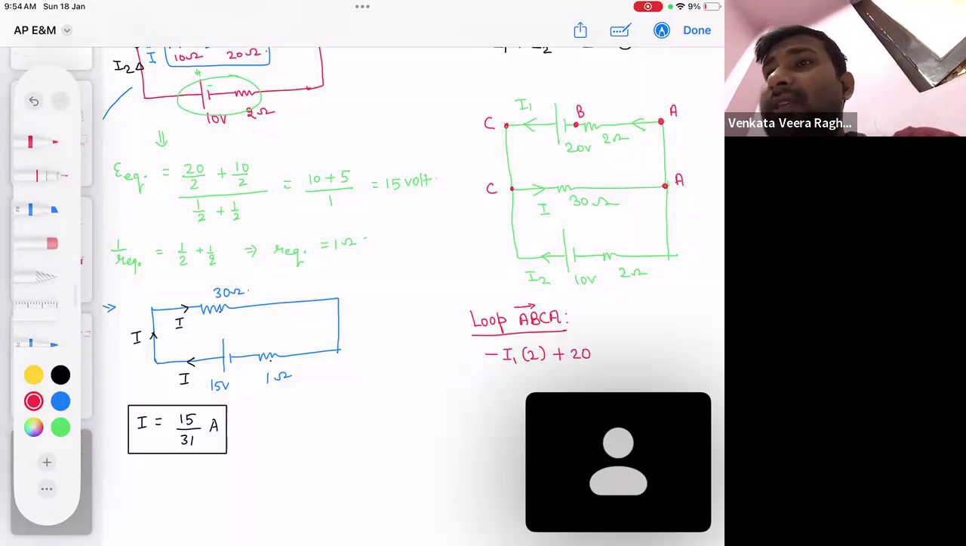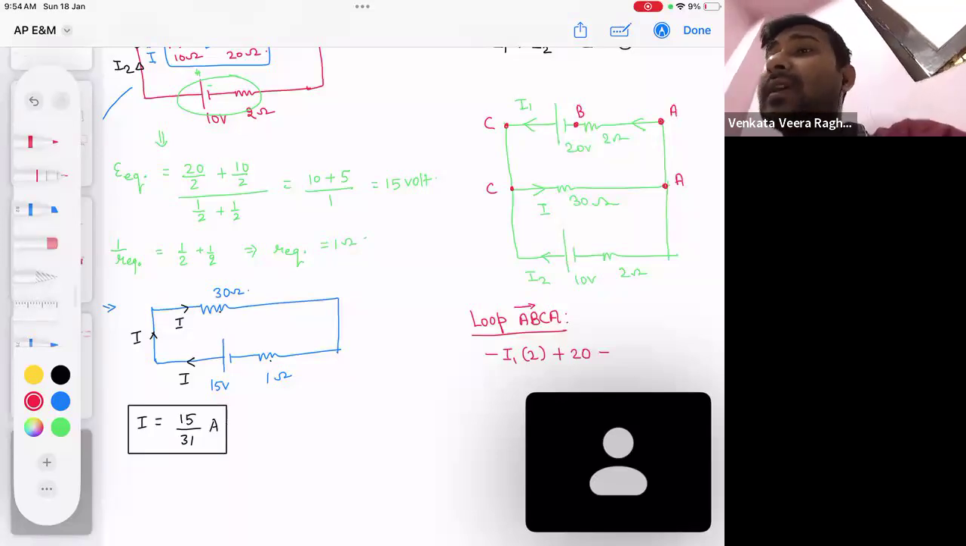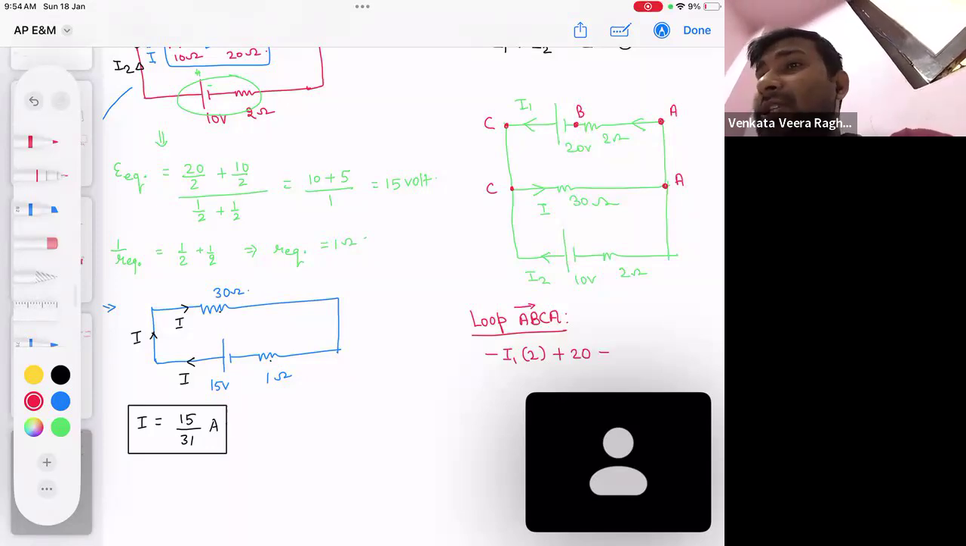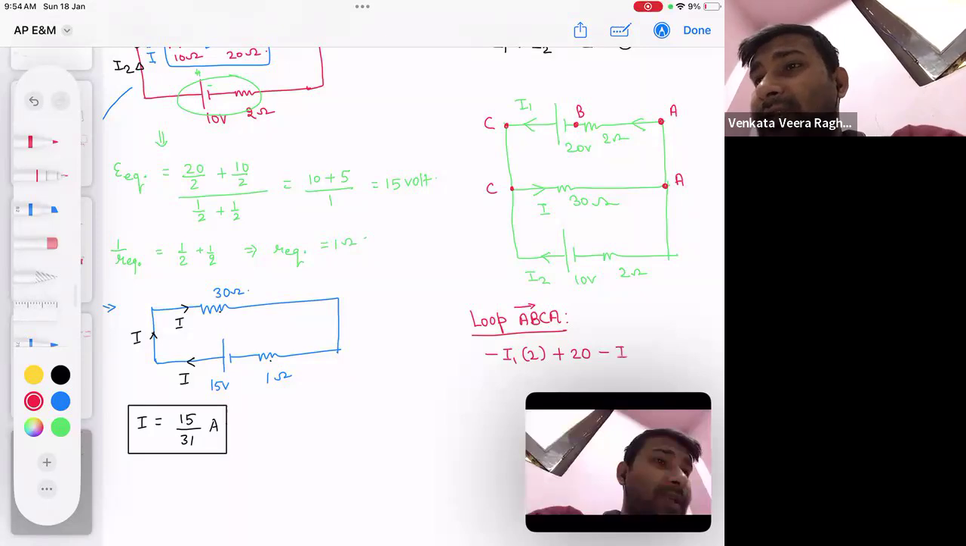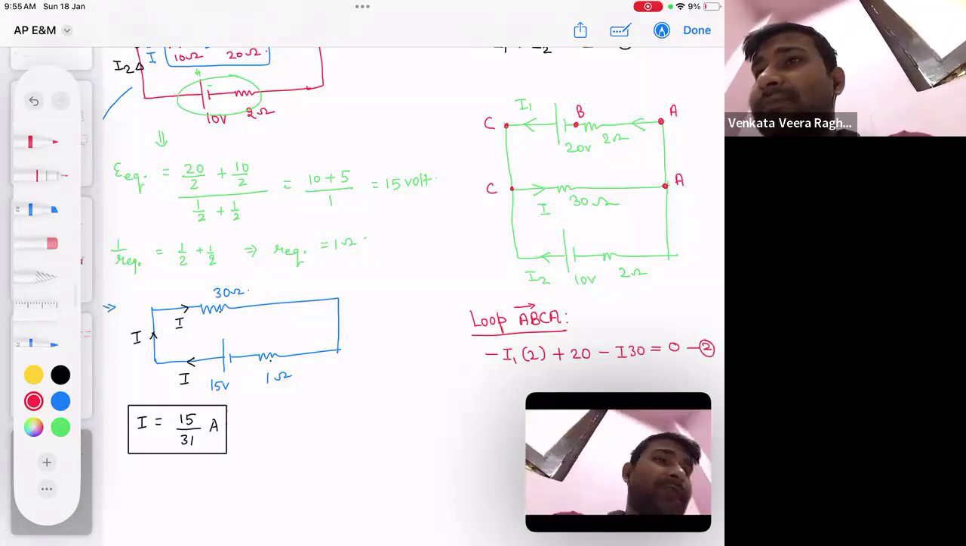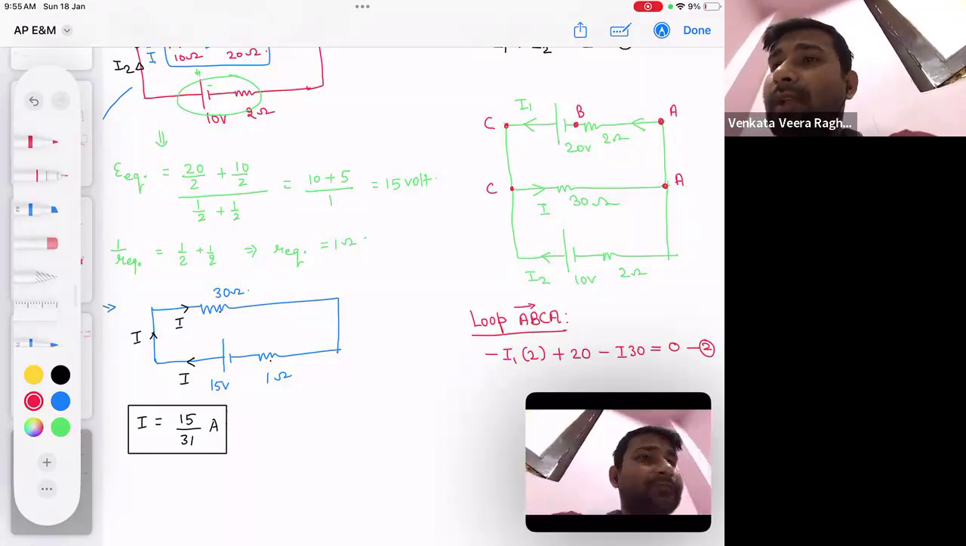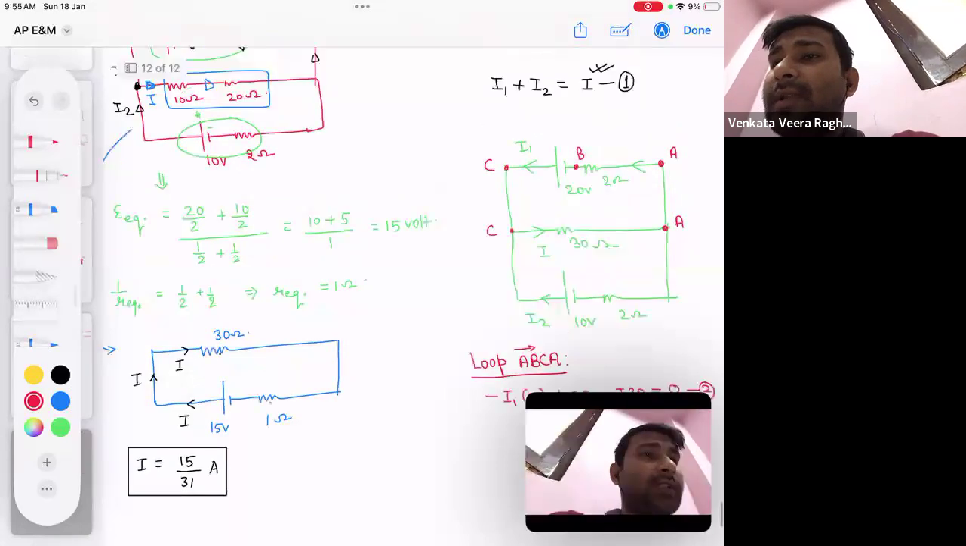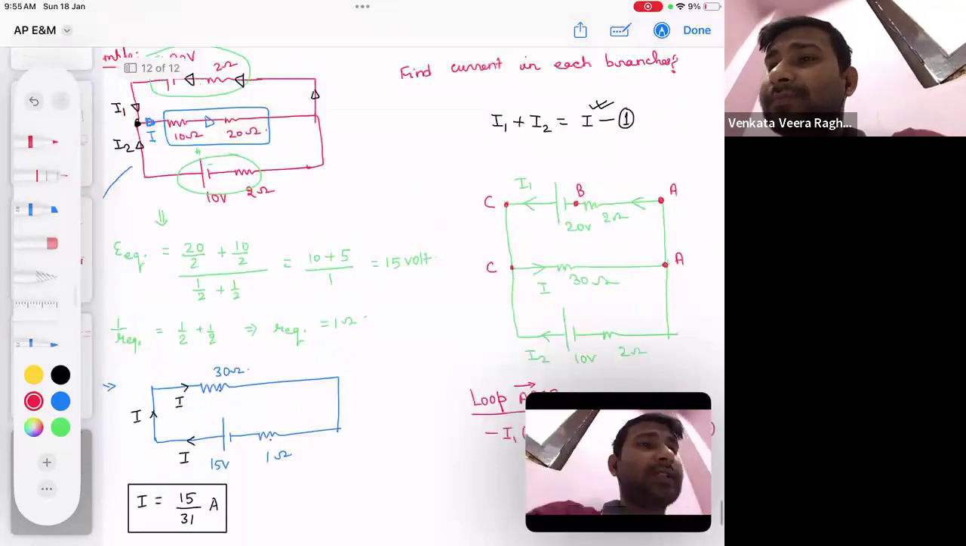Now I reach the C. C to A, minus, because again the current is flowing from C to A. So C is high potential, A is low potential. So minus. How much minus? I into 30 equal to 0. That is our second equation. Now if we solve equations 1 and 2, what will happen? We will get I1 and I2.